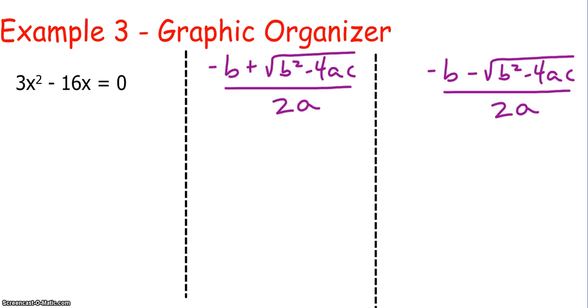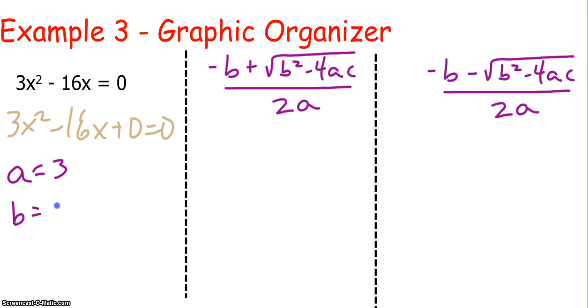Alright, why don't you try example number 3. Keep in mind before you do that this is 3x squared minus 16x. Notice there's no c. It's actually plus 0. So what you're looking at here is an A of 3, a B of negative 16, and a C of 0. Alright, so let's go ahead and get that taken care of. Pause the video now and try to finish this problem on your own.